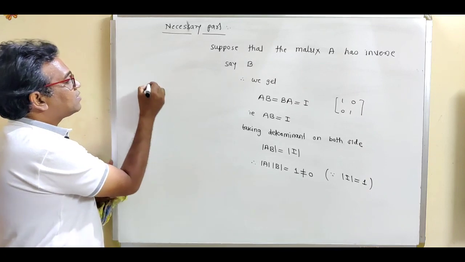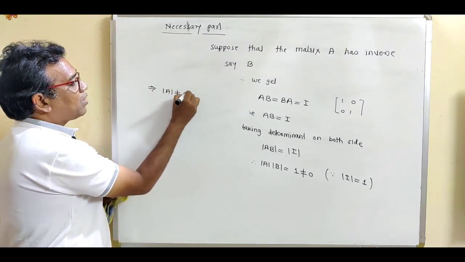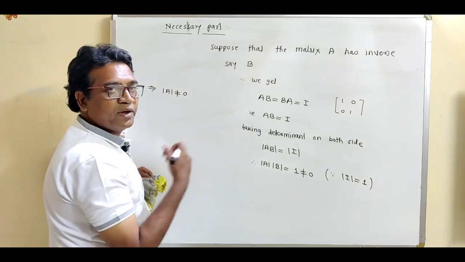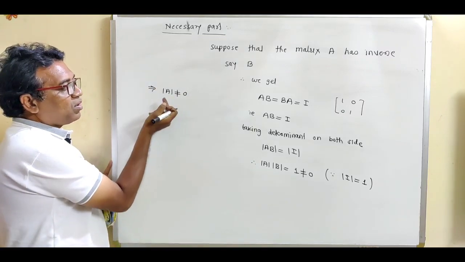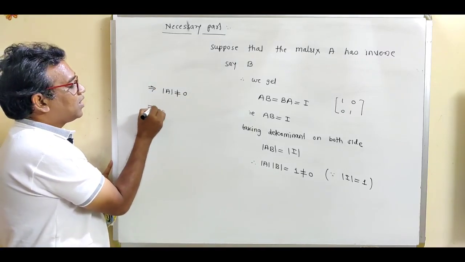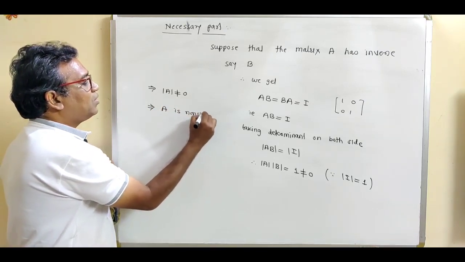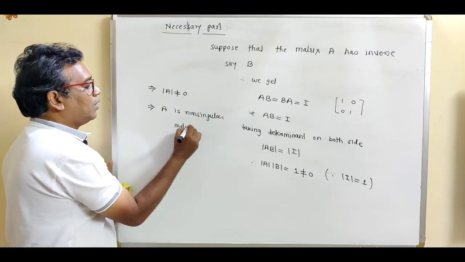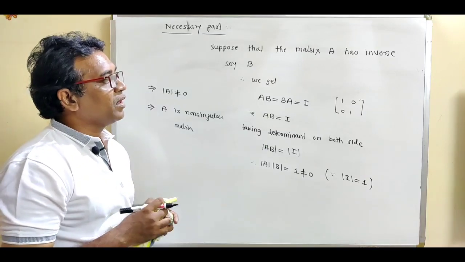So right here, this implies determinant of A not equal to 0, as well as we have this condition that determinant of B not equal to 0. So determinant of A not equal to 0 means this is called the non-singular matrix. So right here, this implies that A is a non-singular matrix. So see, this is the necessary part.